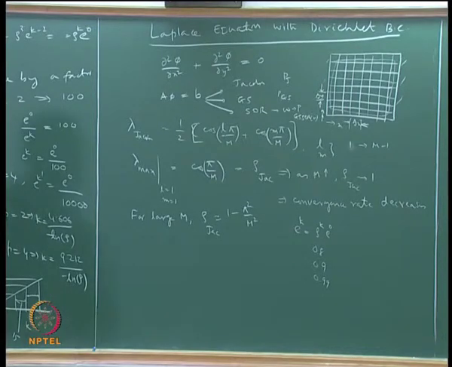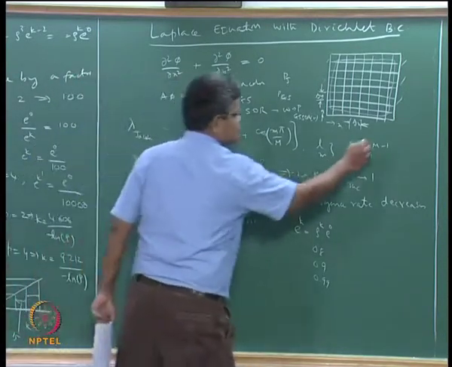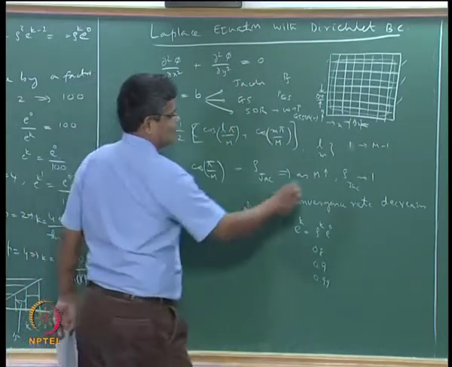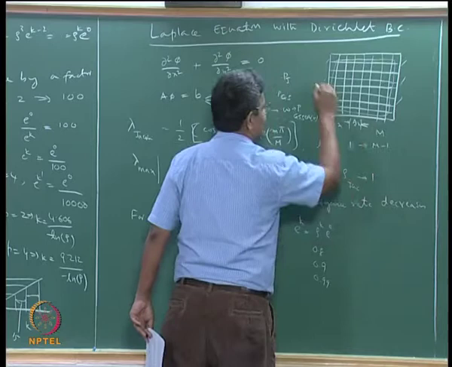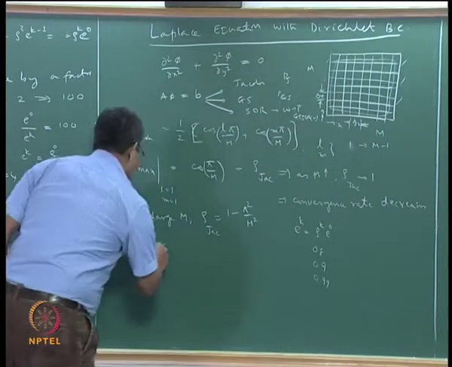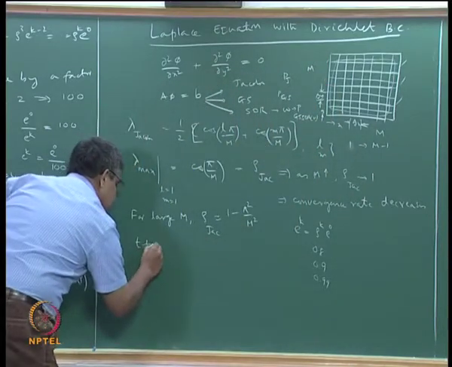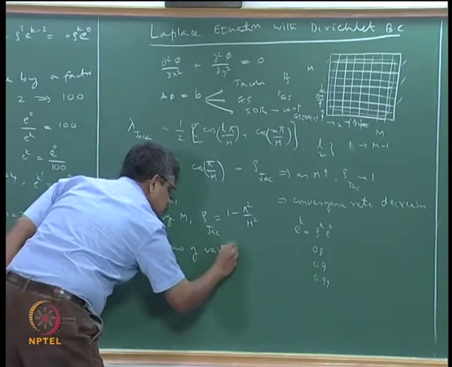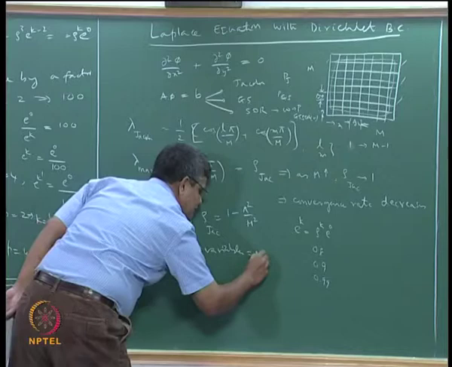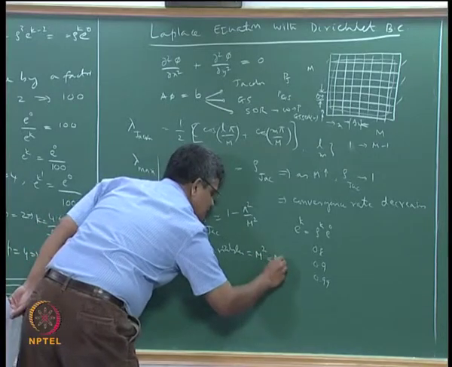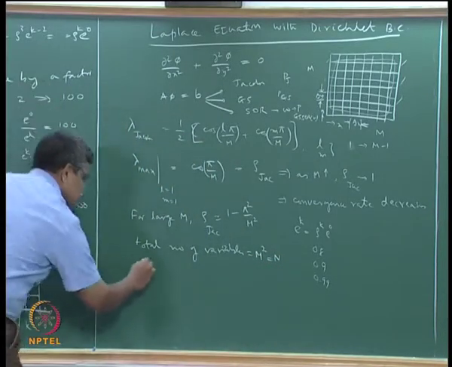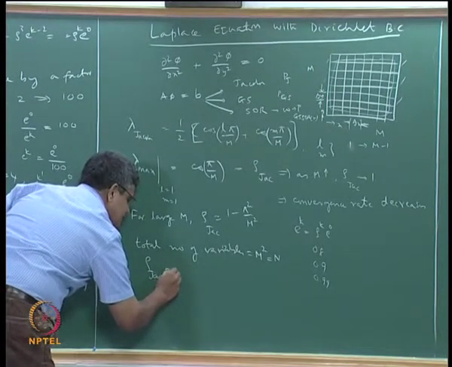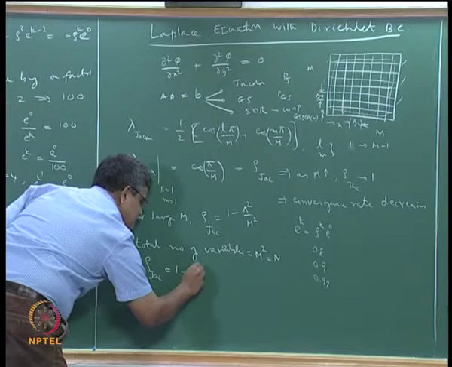Okay, and if we divide this into M number here, and M number, the total number of variables is M square, so that is equal to N. So that means that rho Jacobi is 1 minus pi square by N.